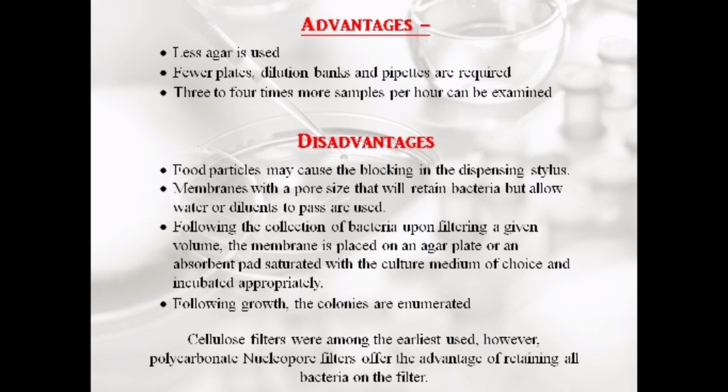Membranes with a pore size that will retain bacteria but allow water or diluents to pass are used. Following the collection of bacteria upon filtering a given volume, the membrane is placed on an agar plate or an absorbent pad saturated with the culture medium of choice and incubated appropriately. Following growth, the colonies are enumerated. Cellulose filters were among the earliest used. However, polycarbonate nucleopore filters offer the advantage of retaining all bacteria on the filter.